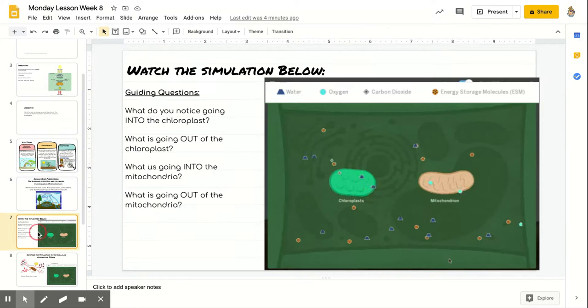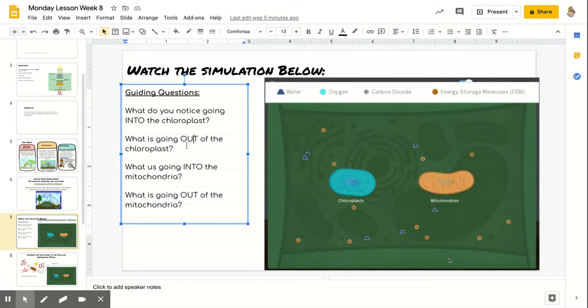So I'm going to have you guys watch this lovely simulation below, and you're going to answer the guiding questions in the Google form. Or if you're doing this in your notebook, you can also note these down in your notebook and take a picture.